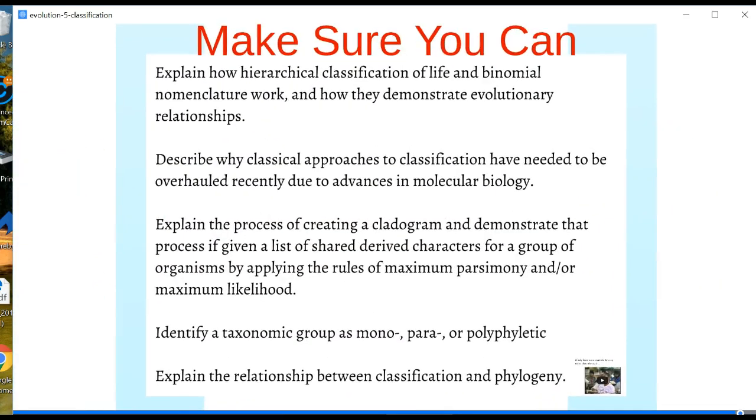Please do make sure you can do a couple of things whenever you're done. So first of all, explain how hierarchical classification of life and binomial nomenclature work and how they demonstrate evolutionary relationships. Tell me why classical approaches to classification have needed to be overhauled recently due to advances in molecular biology. Be able to explain the process of creating a cladogram and demonstrate that process, if given a list of shared derived characteristics for a group of organisms, by applying the rules of maximum parsimony and/or maximum likelihood. Be able to identify a taxonomic group as mono-, para-, or polyphyletic, and explain the relationship between classification and phylogeny.